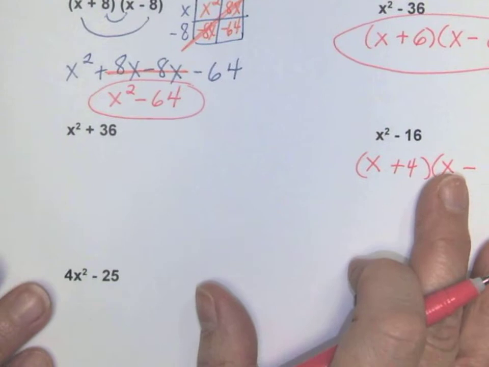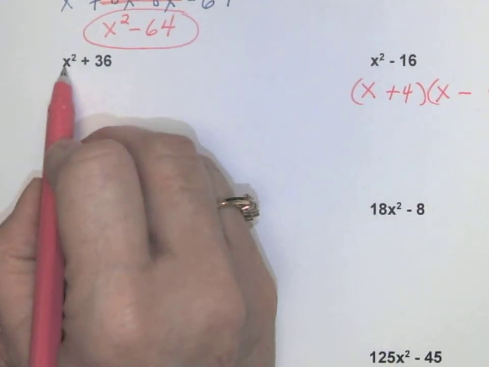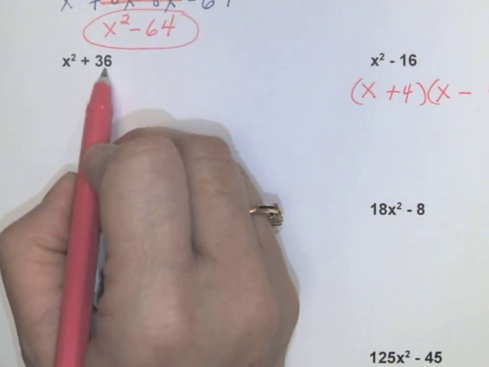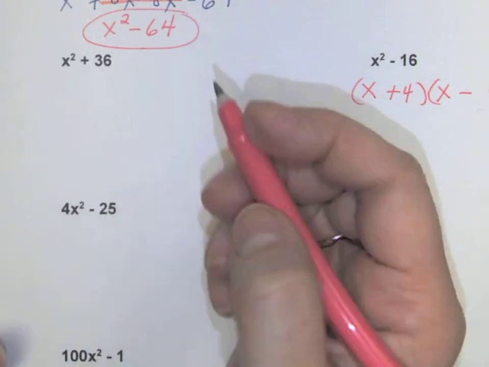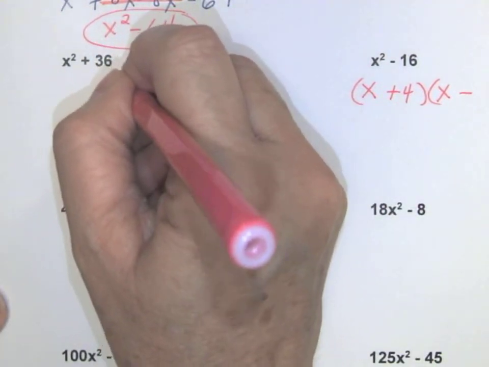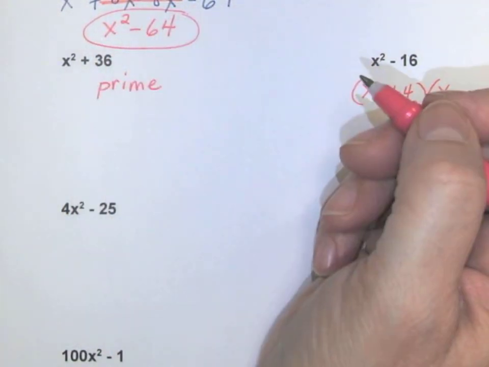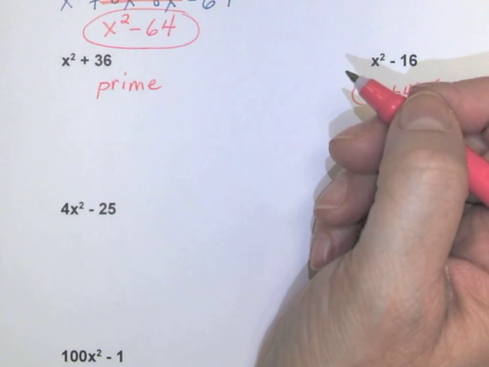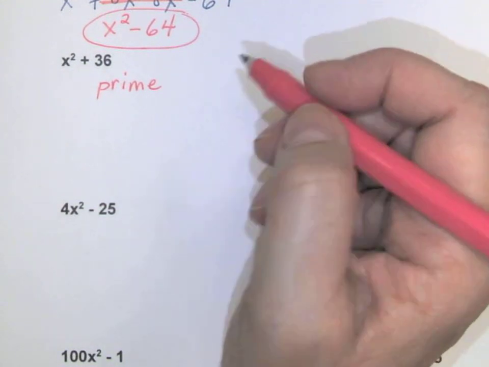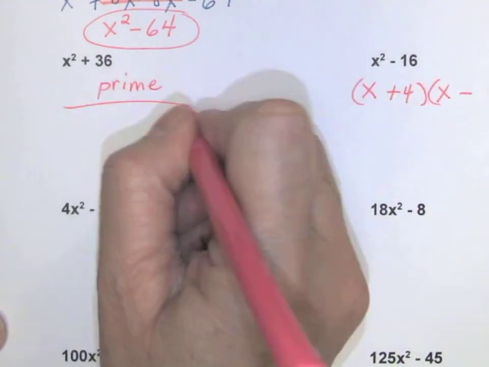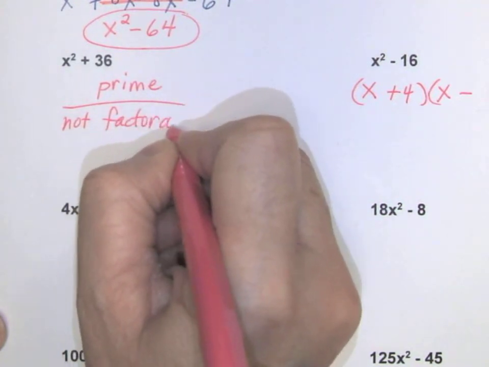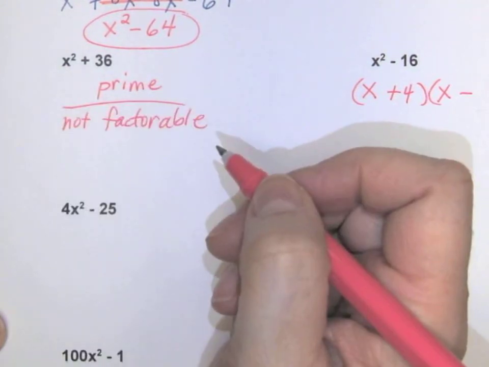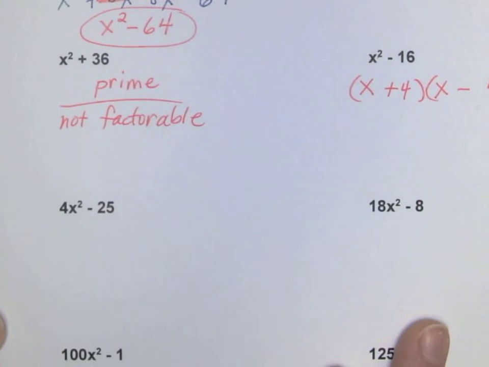Now look at this one. This is a perfect square, and this is a perfect square, but that's not a minus. That's not the difference. That's the plus. This cannot be factored. So you would either write prime, because remember, a prime number is something that the only factors are itself and 1, so it can't be factored, or you could just write not factorable. But this is not a difference, so this is not difference of two squares.